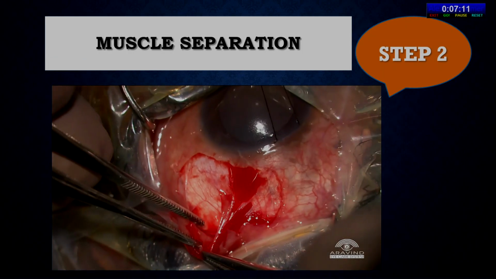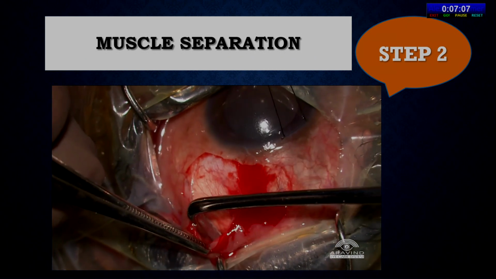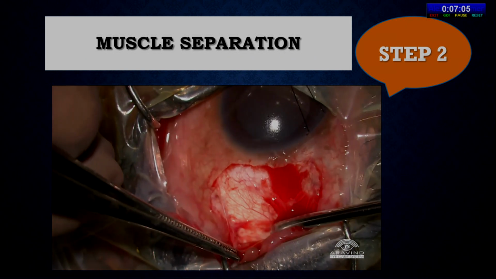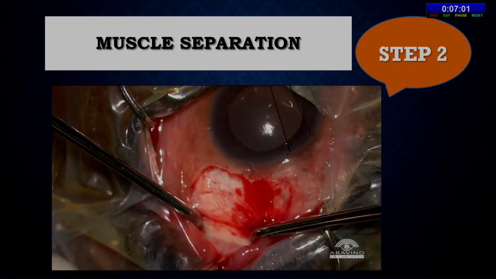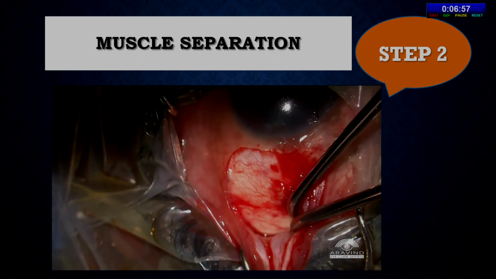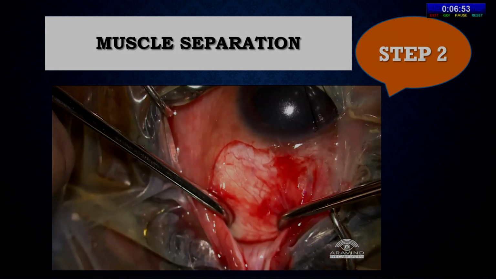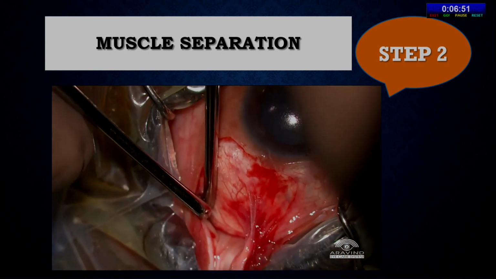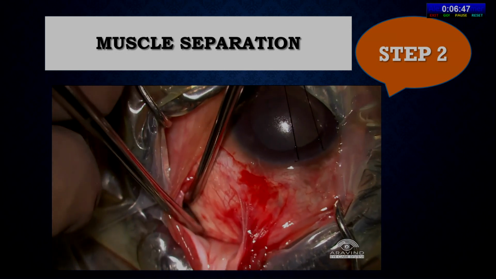Step 2 is muscle separation. You have to handle the tissues very meticulously. First, a muscle hook is introduced beneath the superior rectus, and then beneath the lateral rectus muscle, a gentle lateral traction is now created. And now a second muscle hook is introduced beneath the first one to clear away all the adhesions beneath the muscle. So this step ensures smooth placement of the lateral wing of the RDE device beneath the muscles.